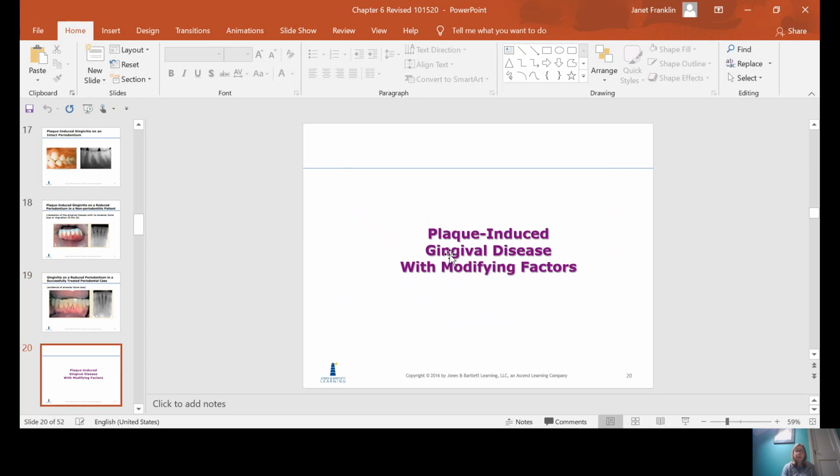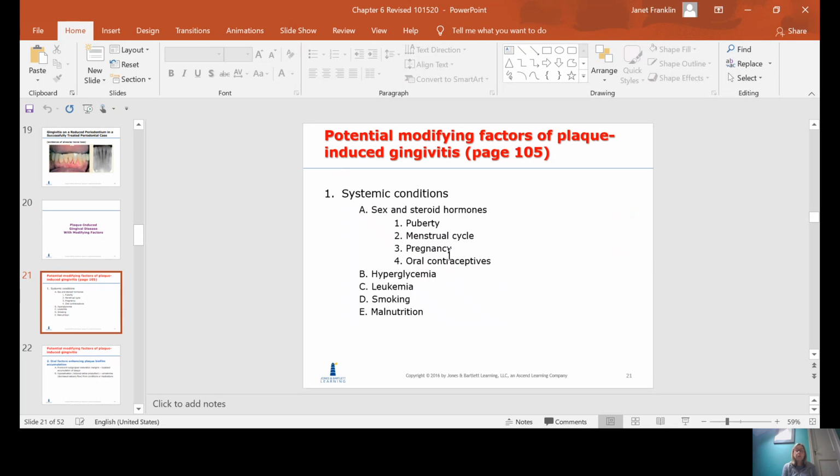Then we have plaque-induced gingival disease with modifying factors. So you can have gingivitis with factors that are modifying it or exacerbating it. The potential modifying factors of plaque-induced gingivitis are found on page 105, and they include sex and steroid hormones, hyperglycemia, so blood sugar levels, leukemia, which is not very common, smoking, which is very common, and malnutrition, which again, you're not going to see a lot of, not in our country.